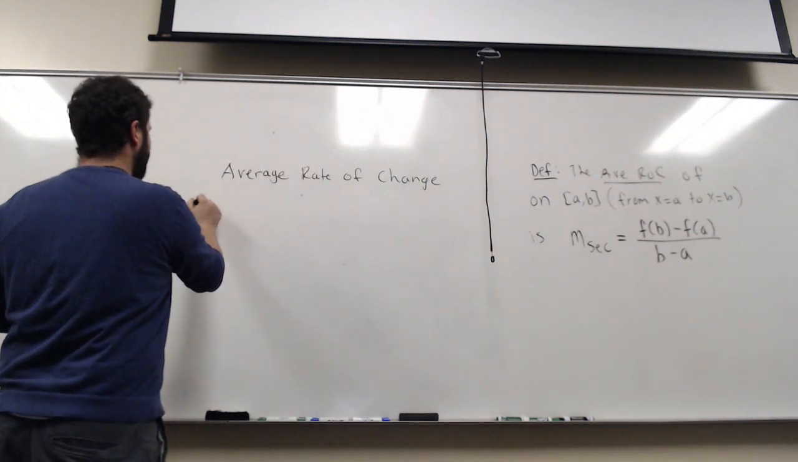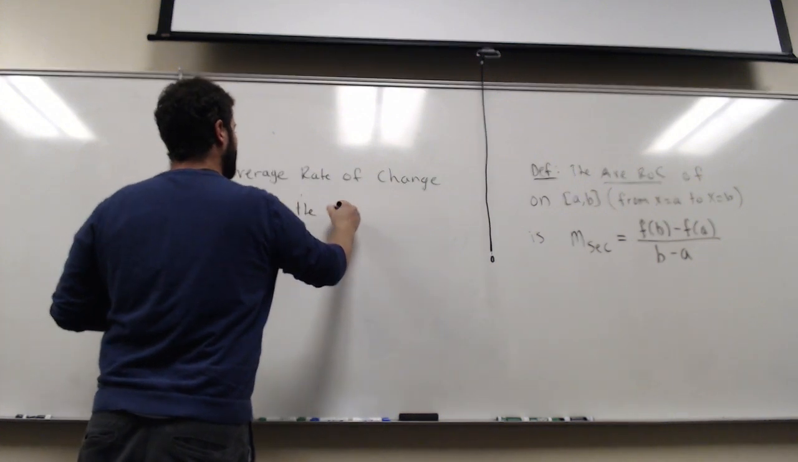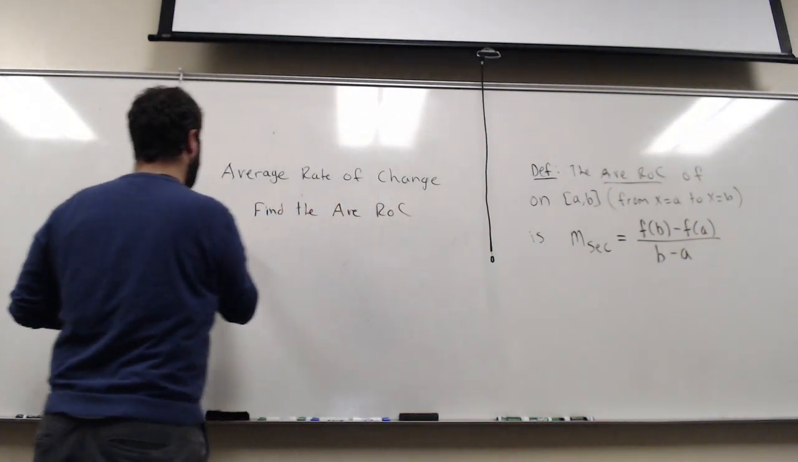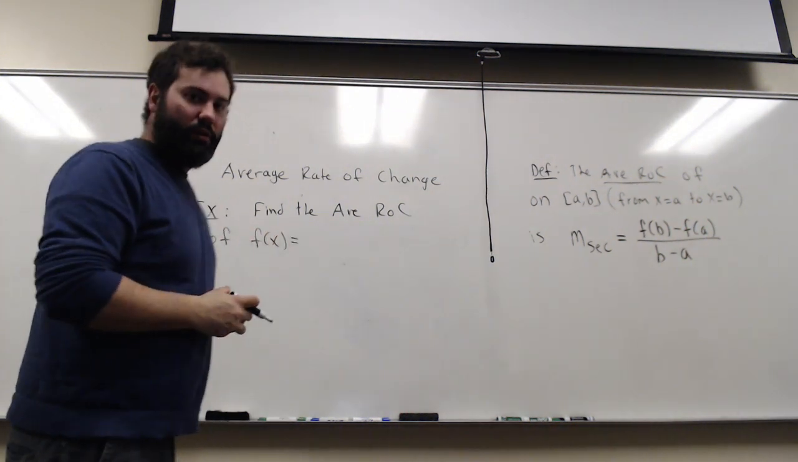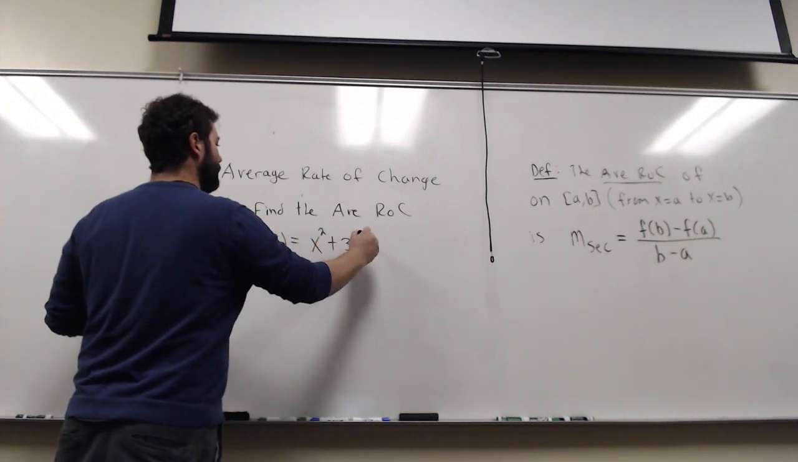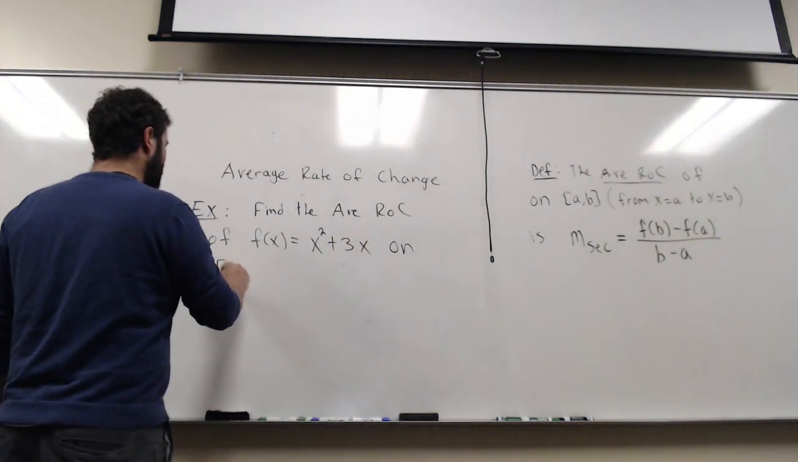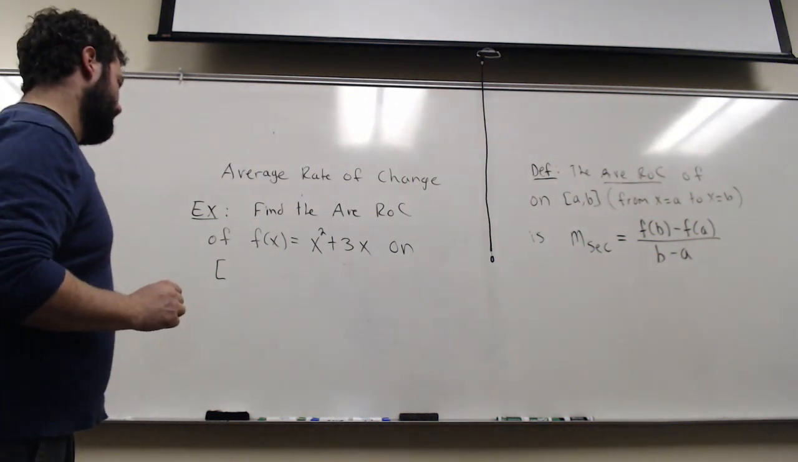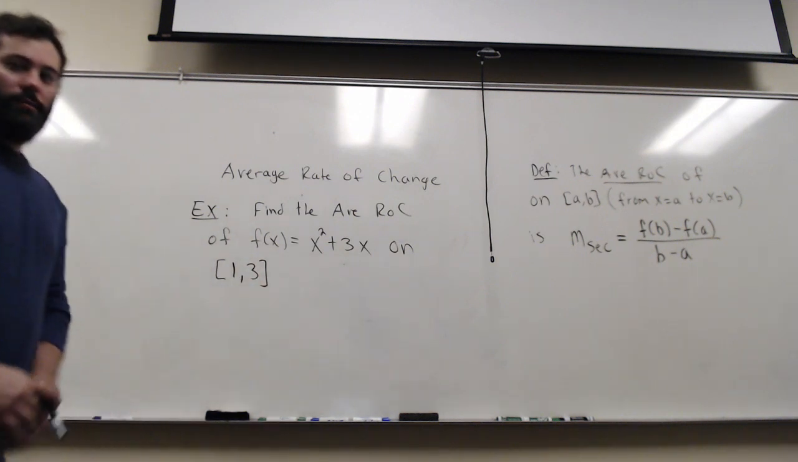Maybe an example here: find the average rate of change of f of x equals, and I'll just do a quadratic function here, x squared plus 3x. And we're going to do this on the interval from, let's see, let's do the interval from 1 to 3.